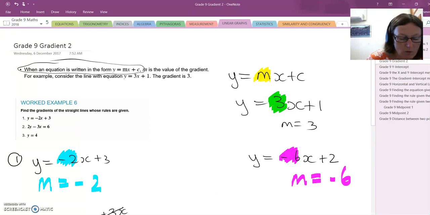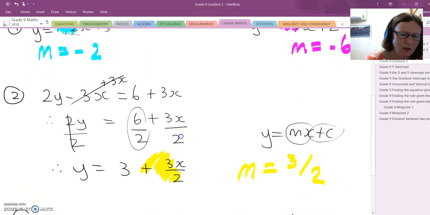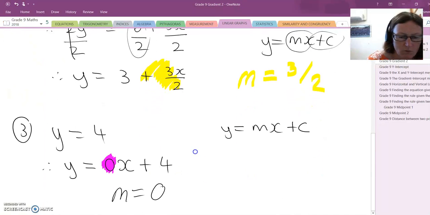So the trick to watch here, we need it in the form y equals mx plus c. This first one was in the form, so it was relatively straightforward. We just looked for the coefficient with the x. With this second one, we had to rearrange the formula to get y on its own. And with the third one, we just needed to recognise that there was no term with the x, so 0x, so our gradient was 0.